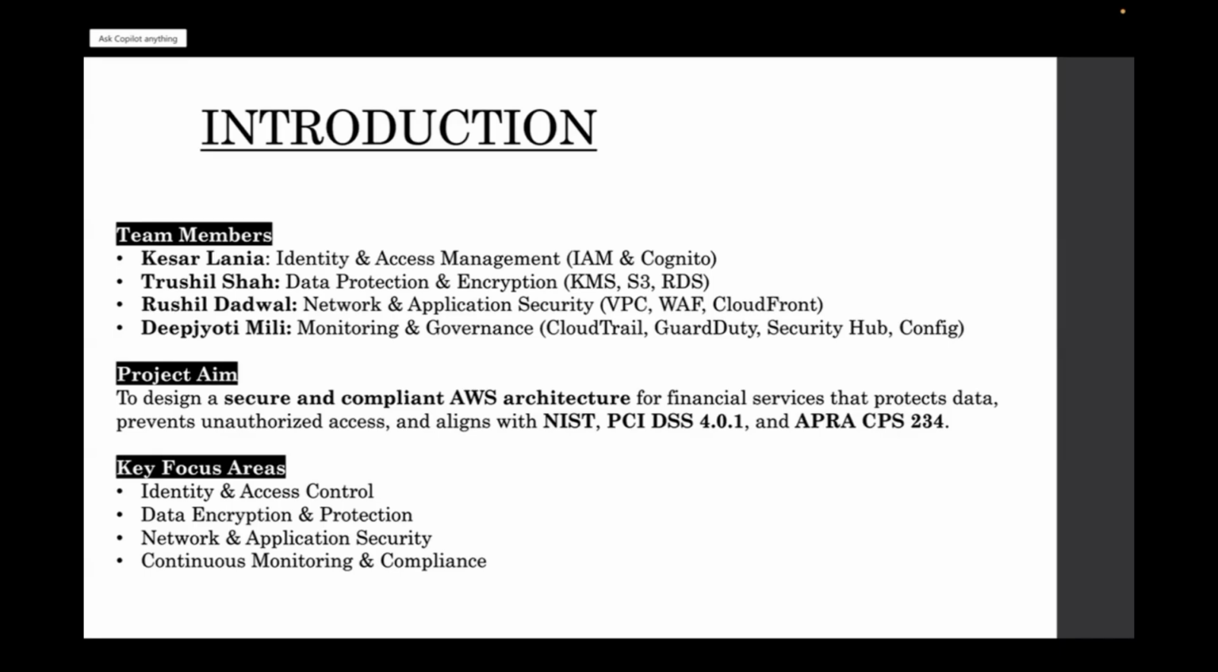Our team is divided into 4 key security domains. I have worked on identity and access management using IAM and Cognito. Thrushil handled data protection and encryption with KMS, S3, and RDS. Rushil implemented network and application security using VPC, WAF, and CloudFront. And Deepjyoti Mili covered monitoring, compliance, and governance using CloudTrail, GuardDuty, and Security Hub. Together, these 4 layers create a secure, auditable, and resilient cloud foundation for financial services on AWS.